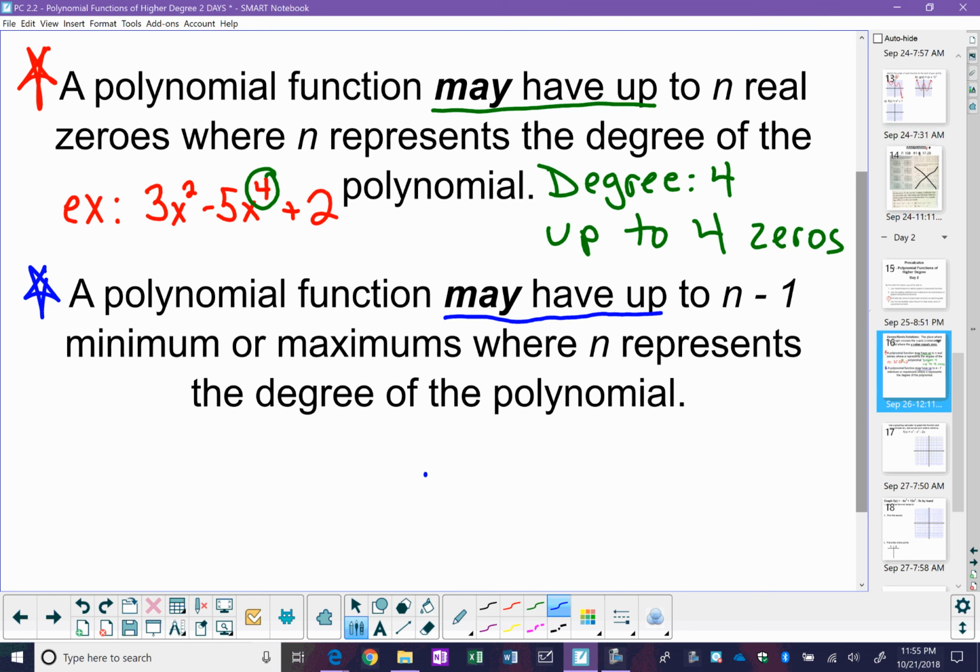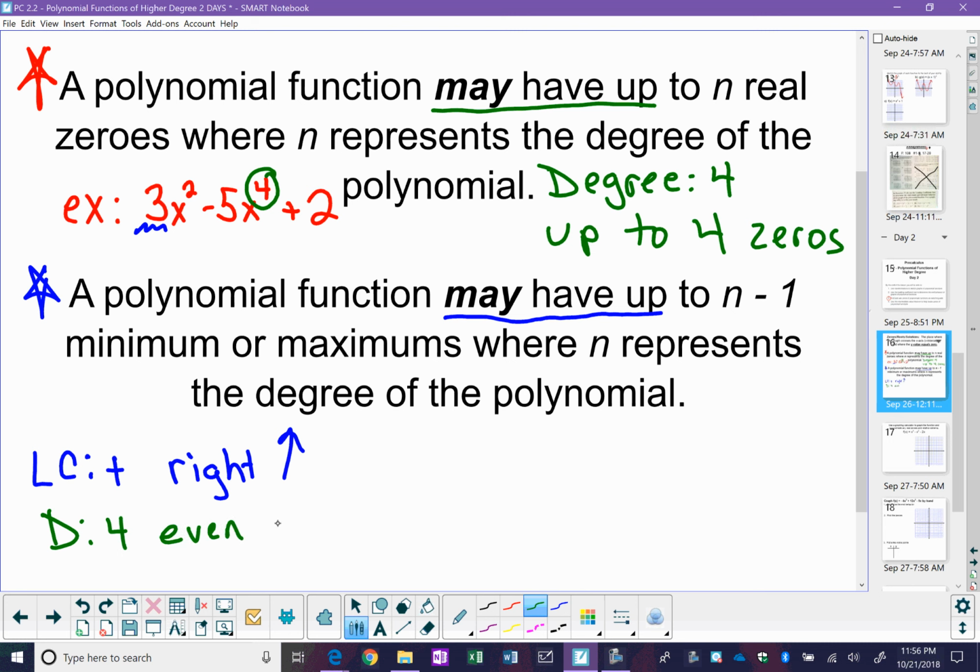Well, here is what they're talking about. Let's just look at this last example I gave you. So let's make some notes. The leading coefficient is 3, and it's positive, which means my right-hand side is going up. Then I'm going to look at that degree, which we already said in the last one is 4. When the degree is even, it means ends are the same. Exactly what we just reviewed.